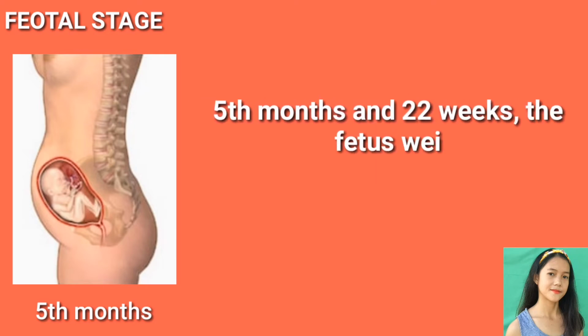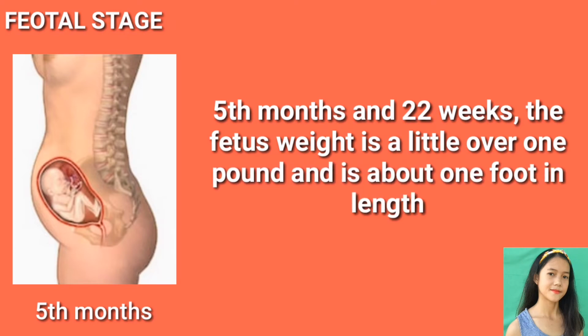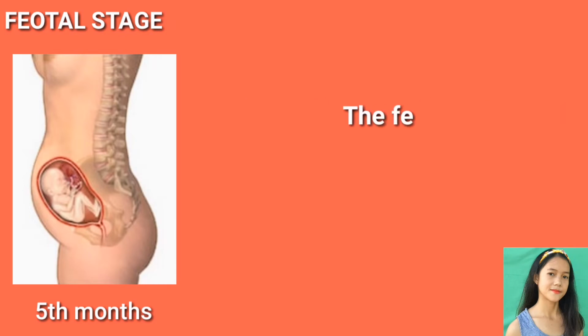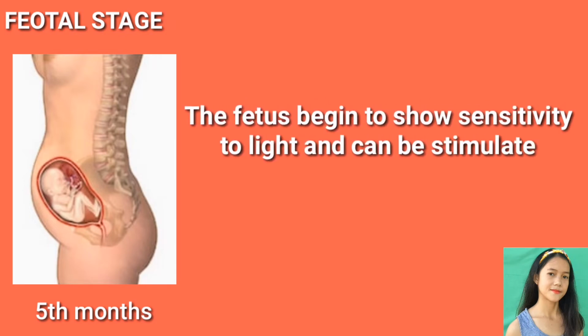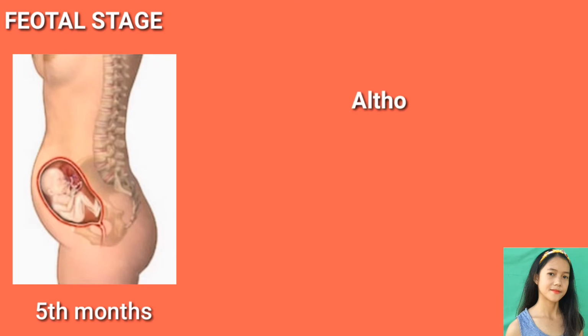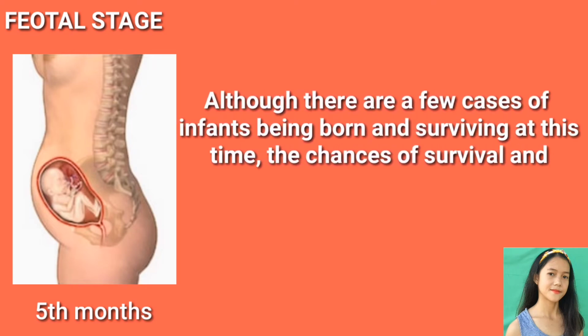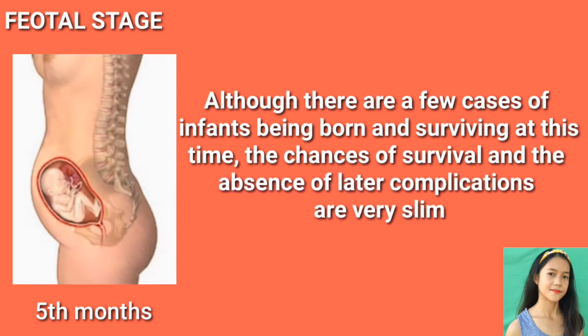During the 5th month, at 22 weeks, the fetus weighs a little over 1 pound and is about 1 foot in length. The fetus begins to show sensitivity to light and can be stimulated and irritated from this point onward. Although there are a few cases of infants being born and surviving at this time, the chances of survival and the absence of later complications are very slim.